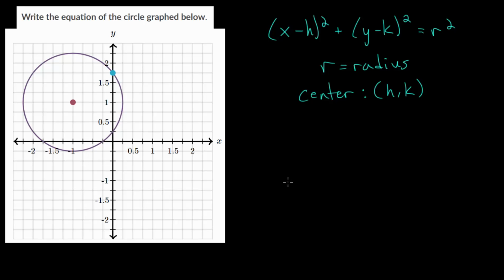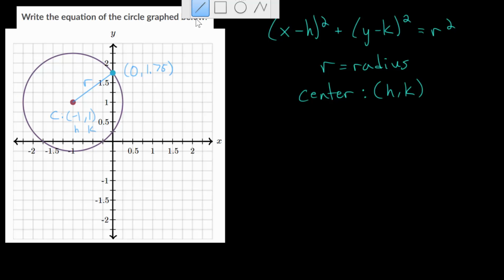So we can see the coordinate for the center of our circle is at -1 for x and +1 for y. So h is -1 and k is +1. Now to find the radius, we're told a point on the circle, and this point has an x value of 0 and a y value of 1.75. So to find the radius, we are trying to figure out this distance between the center and this point. We can call this r.